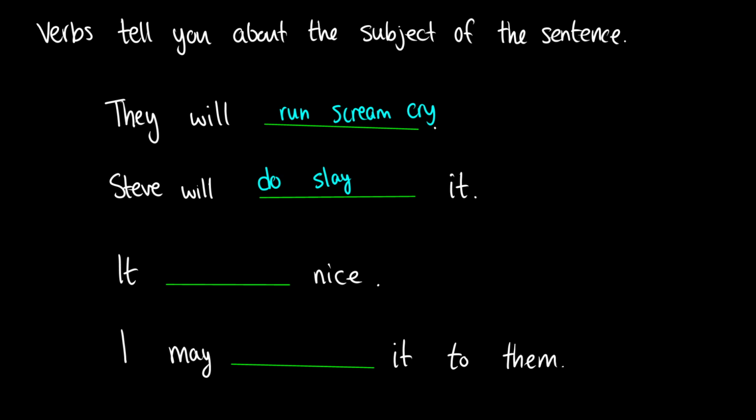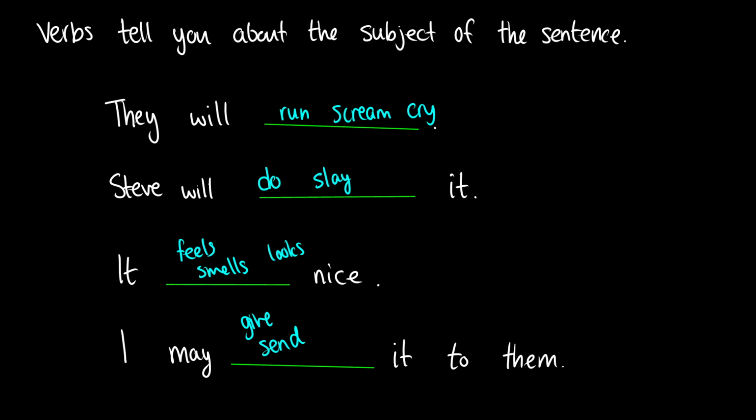It blanks nice. So this could be your sensation. It feels nice. It smells nice. It looks nice. So this is a great frame for sensations. Or I may blank it to them. So these give you ditransitive verbs. So words like give, words like send, words like introduce.